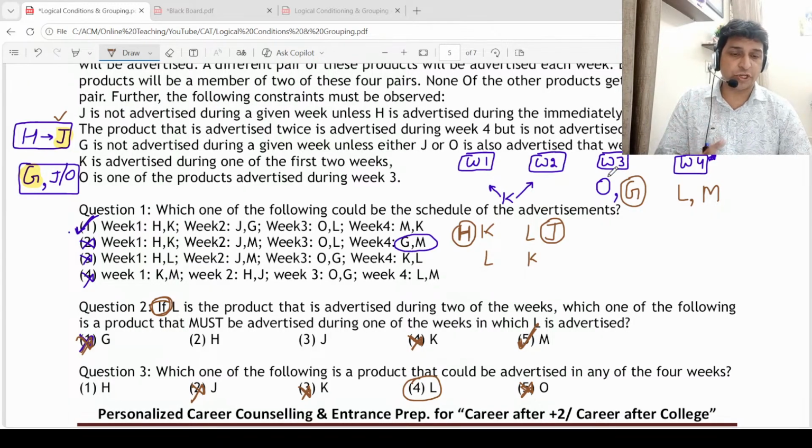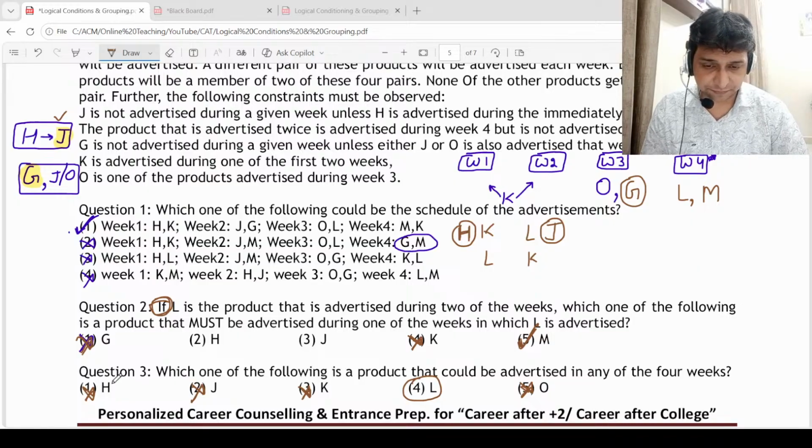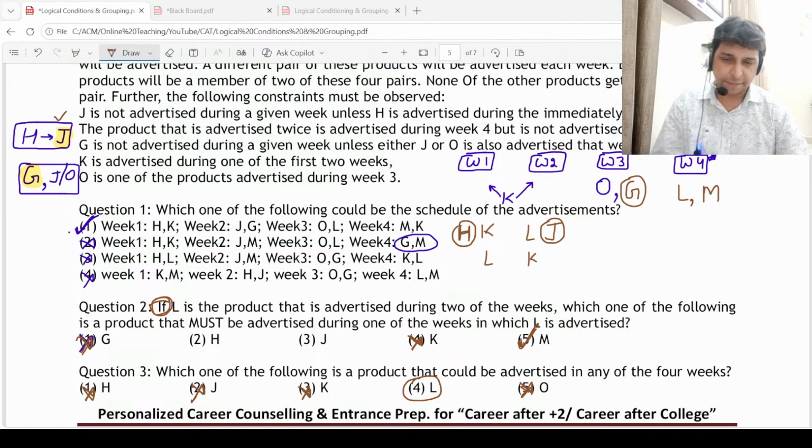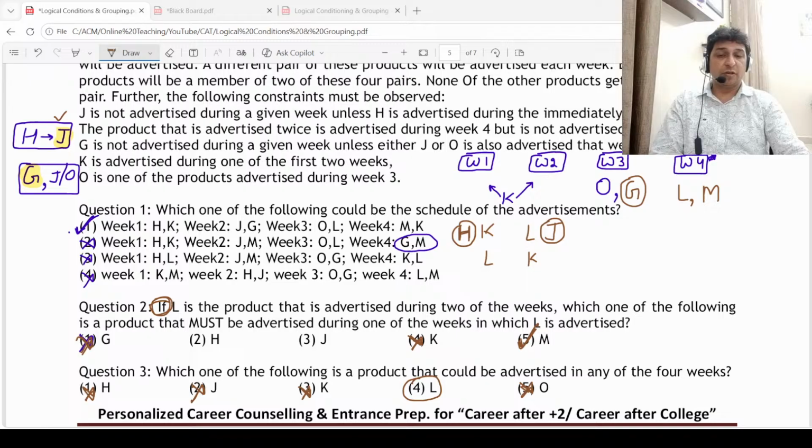That means the answer to this question is going to be L because we do not have any restriction on L. So L can come anywhere: in week 1 along with K, in week 2 along with K, with O in week 3, or week 4 also along with it. So that is a straight away answer I have. H also will not be a part of this. So the questions are very tricky, which we get in XAT. So make sure we understand that very carefully.